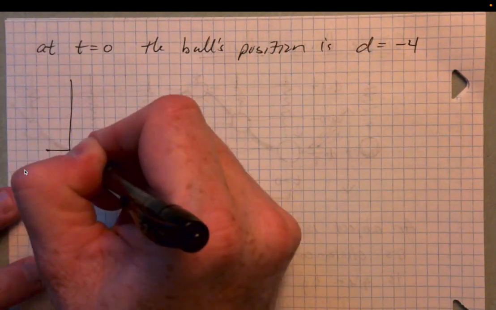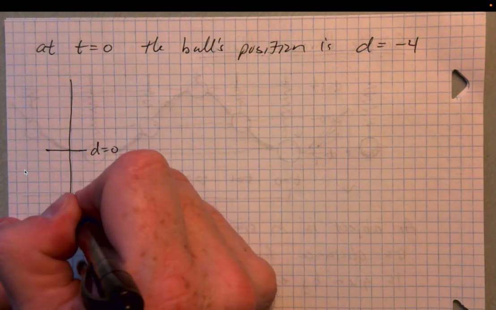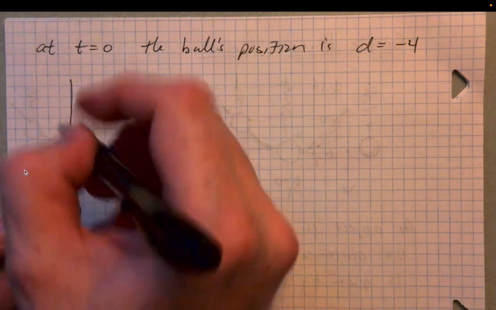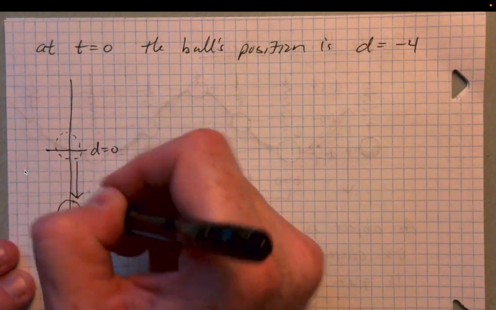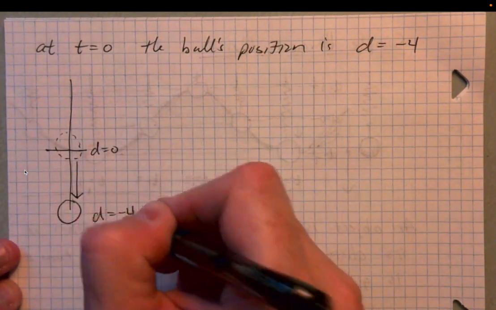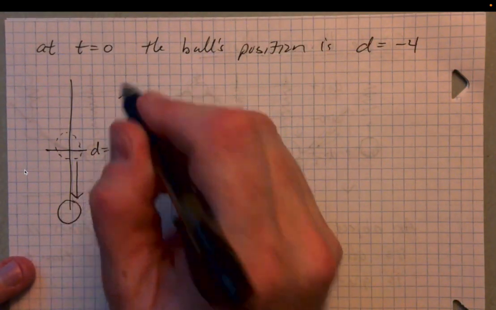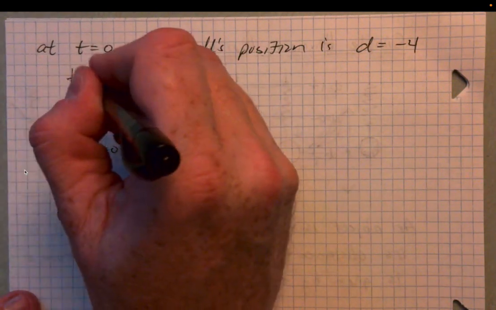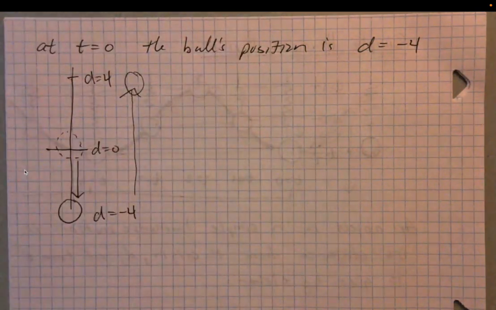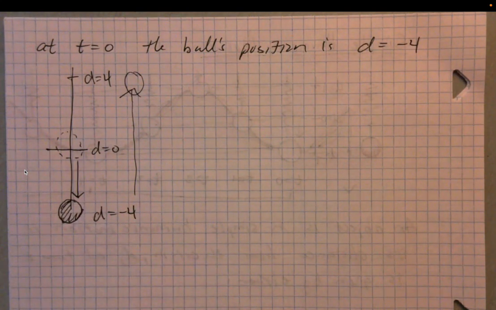Here's d equals 0. At time t equals 0, we've pulled the ball down. This is where the ball wants to rest, but we've pulled it down to d equals -4. As soon as we let go, the ball's going to shoot up, and it might get up to maybe d equals +4. But it's starting down here at the bottom.